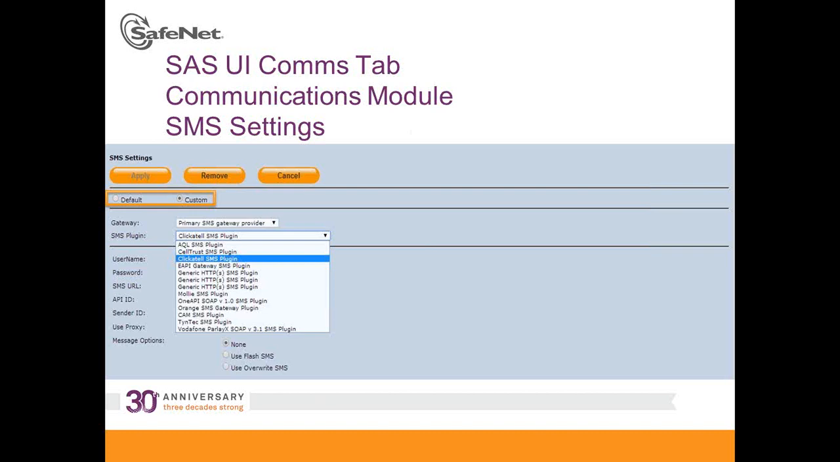Now we have a large list of plugins, so I just want to quickly cover them, to the best of my knowledge, which ones do what. So the first one is AQL. This is an SMS service provider that we can integrate with. We have CellTrust, again, an SMS service provider. And Clickatel is also an SMS service provider.